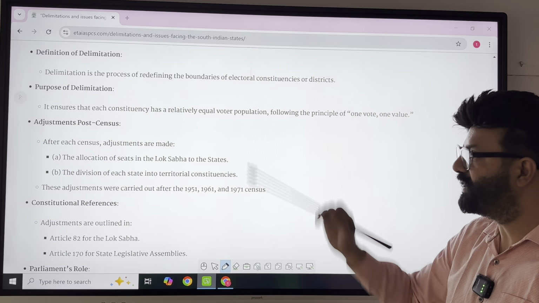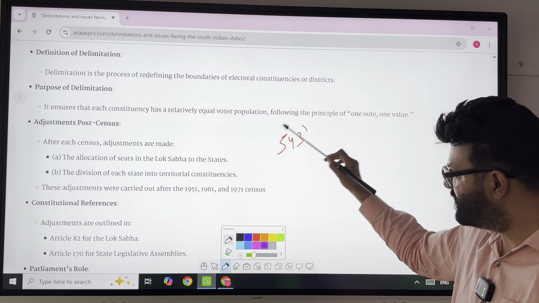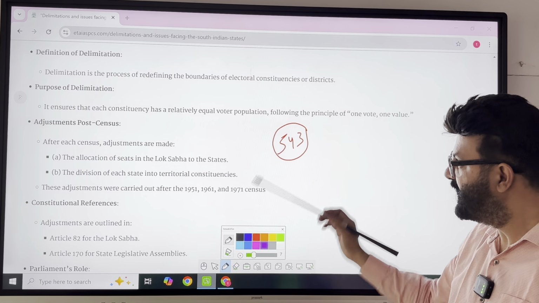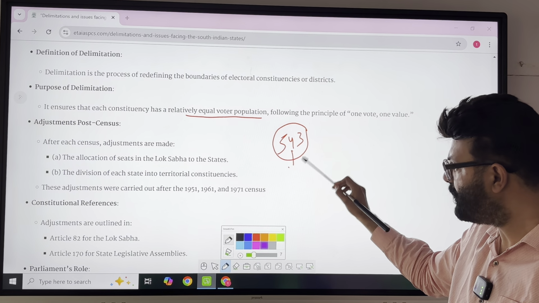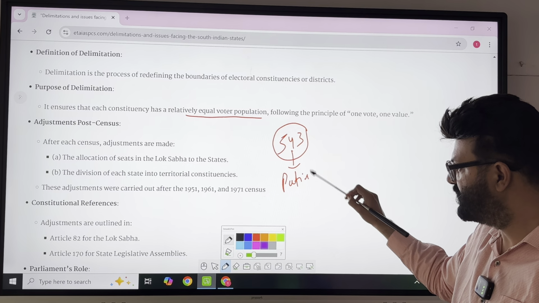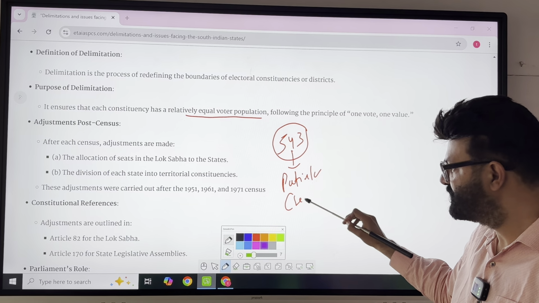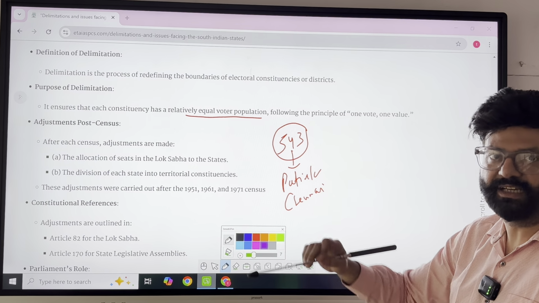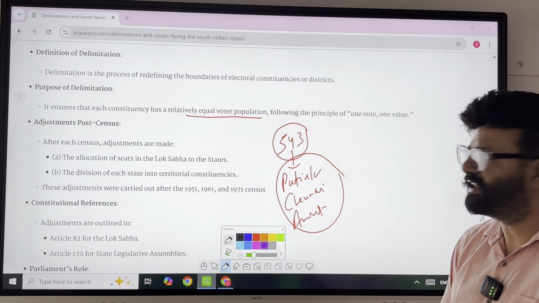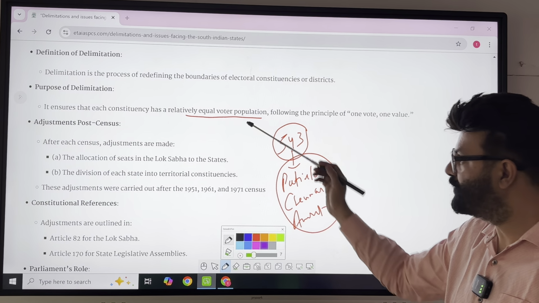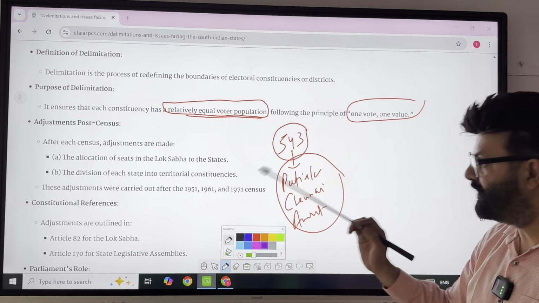So, this is important. Every constituency in India, that is, the 543 seats of the Lok Sabha, has an equal voter population. For example, let us say Patiala constituency should have the same number of votes as Chennai. Chennai should have the same number of votes as Amritsar. So, this is how this division has been created. Every constituency should have a relatively equal voter population, following the principle of one vote, one value.